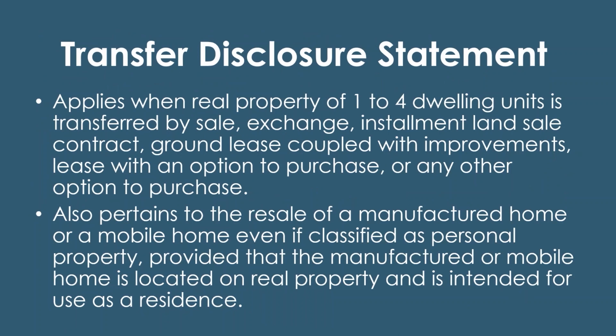So the TDS applies when real property of 1 to 4 dwelling units is transferred by sale, exchange, installment land sale contract, ground lease coupled with improvements, lease with an option to purchase, or any other option to purchase. So this is when a 1 to 4 unit residential property needs a TDS with it. And it also pertains to the resale of a manufactured home or a mobile home, even if classified as personal property, provided that the manufactured or mobile home is located on real property and is intended for use as a residence. So these are key elements of the transfer disclosure statement.